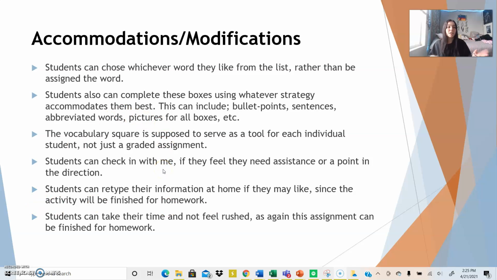And again, I wasn't really grading this assignment. I'm just checking for understanding, checking for completeness, and seeing how they use their literacy skills and apply them to create this vocabulary square. And yeah, that's it.